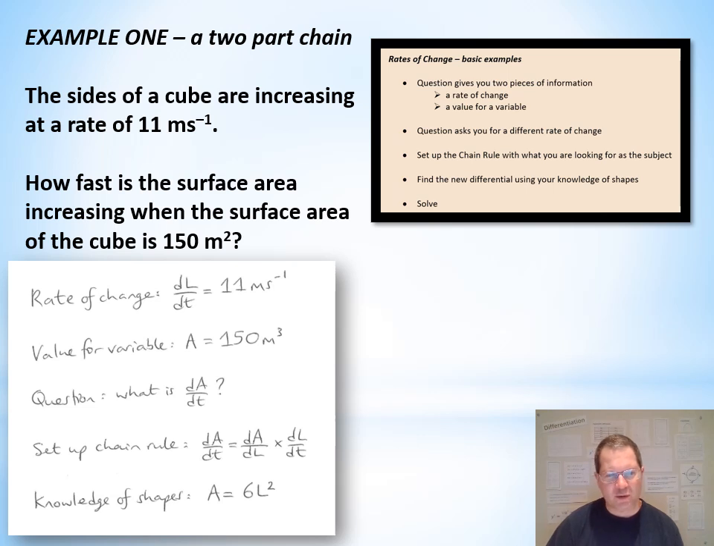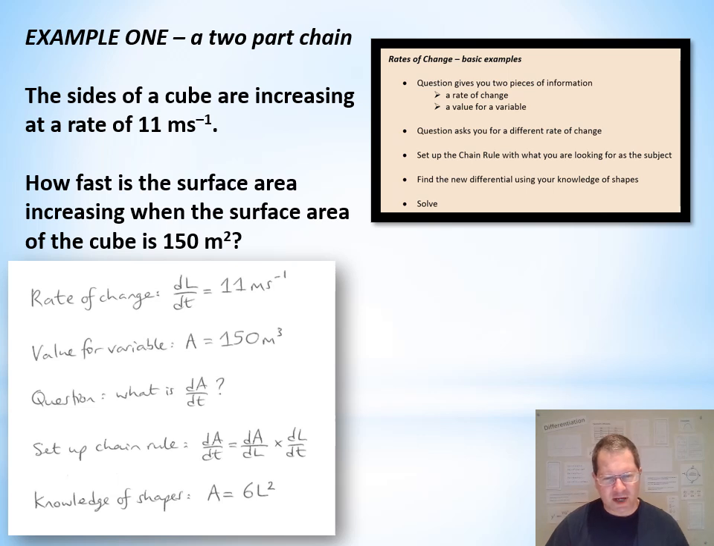And we're also told the value of a variable. We're told that the surface area is 150 meters squared. It says cubed there, but we mean squared. And then we've also got a question. The question says, how fast is the surface area increasing, but that's asking us what is dA by dt. So we need to set up the chain rule. This is the important bit.